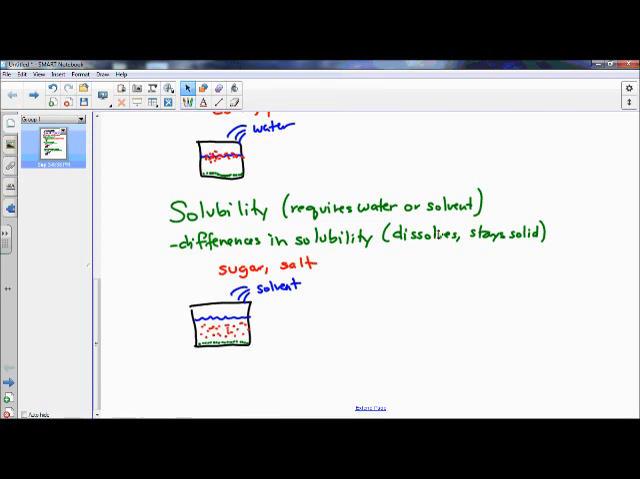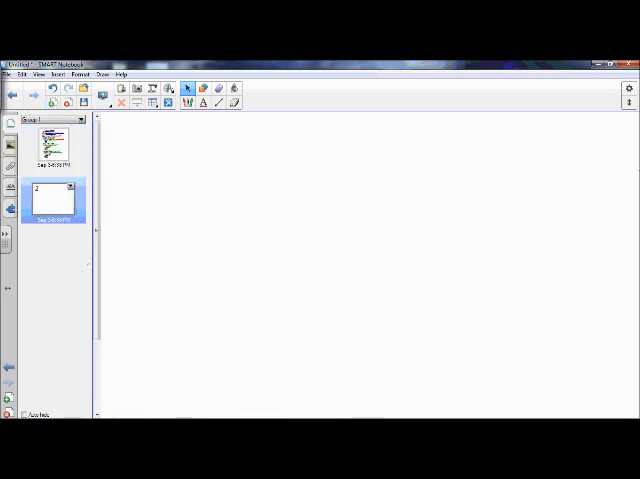Okay, so those are our three simple techniques: magnetism, density, and solubility. So there's a limited number of mixtures that we can separate using those. Let's look at some more complicated procedures. These are our complex procedures, because they require equipment.